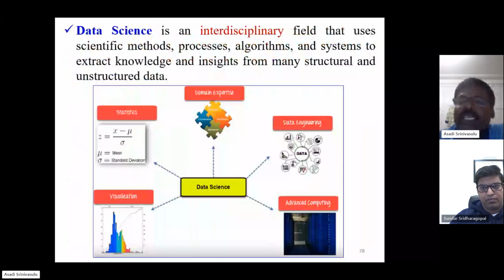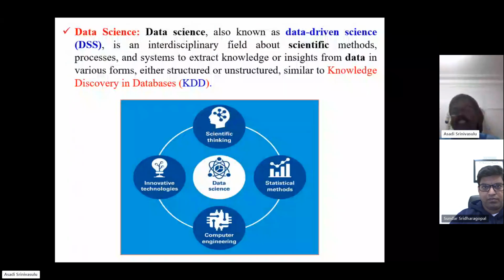So that's why data science, sometimes we can call it KDD. KDD is nothing but knowledge discovery in databases. Here we can see the various steps involved in the KDD process. It starts with the raw data, then pre-processing, then choosing the technique, then model selection, then deployment, finally output.